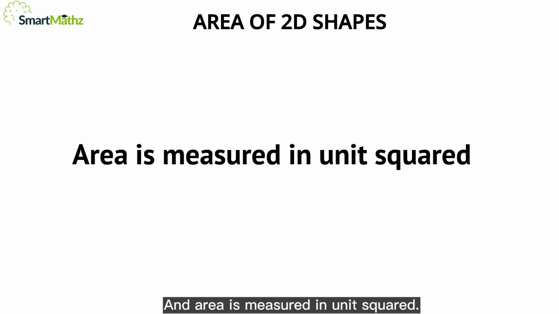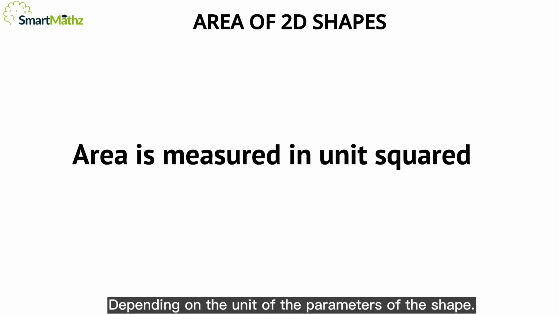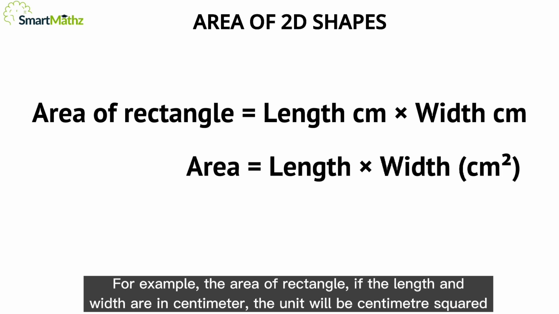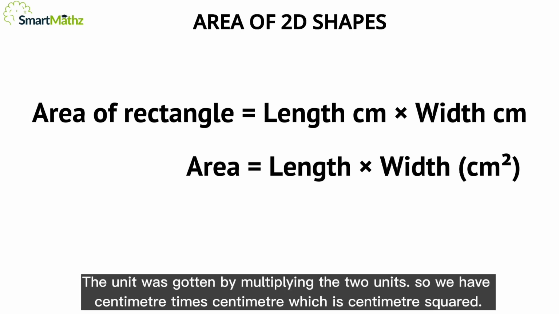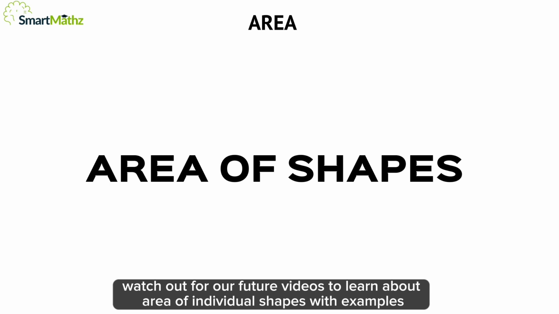And area is measured in units squared, depending on the unit of the parameters of the shape. For example, the area of a rectangle, if the length and width are in centimeter, the unit will be centimeter squared. The unit is gotten by multiplying the two units, so we have centimeter times centimeter, which is centimeter squared. Watch out for our future videos to learn about area of individual shapes with examples.